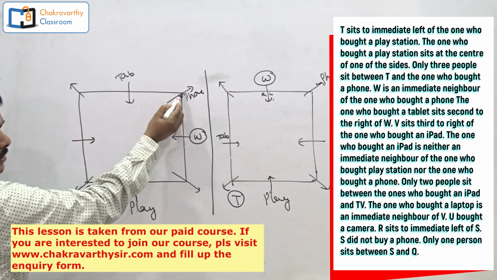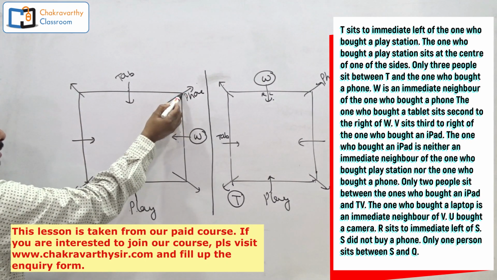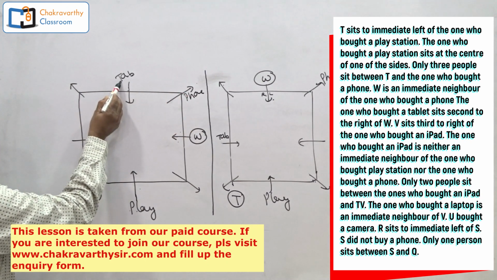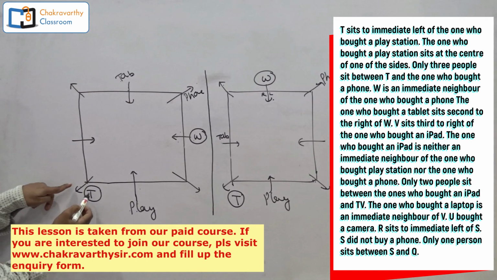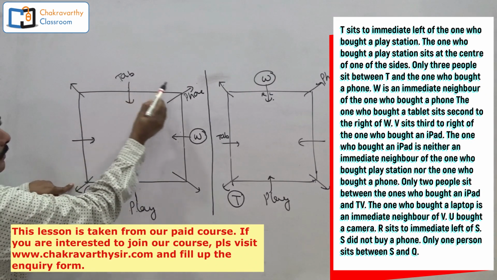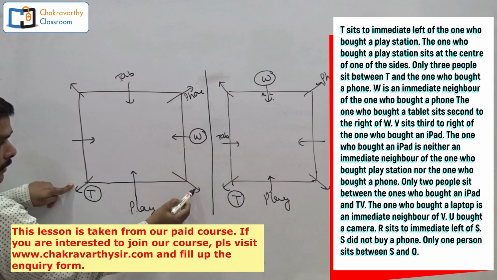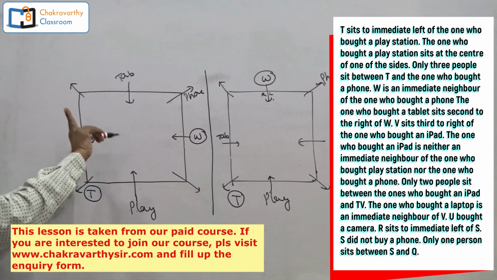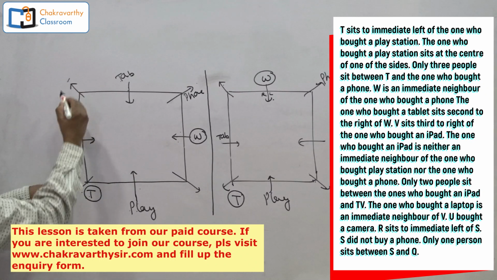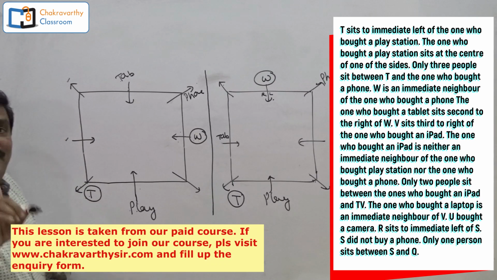This person is the one who bought a phone. iPad cannot be here and it cannot be here. And this is the person who bought PlayStation. So iPad cannot be here and even cannot be here. What's the meaning of this? iPad cannot be here, here, here, here, of course not there. This is the elimination process. Where shall I keep the person who bought the iPad? Either here or here, with one condition.